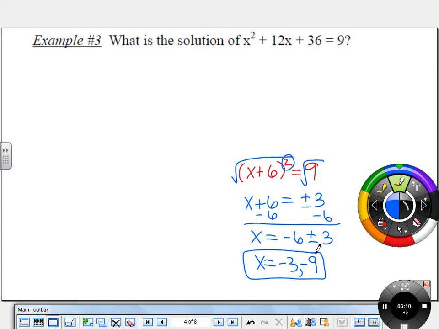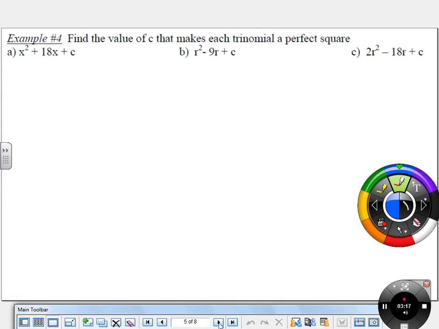So this solving using square roots can be powerful if we have perfect squares in our equation. So the next thing we're going to focus on is making those perfect squares in our equation. Okay? And so we're going to look at this a little more in class tomorrow.